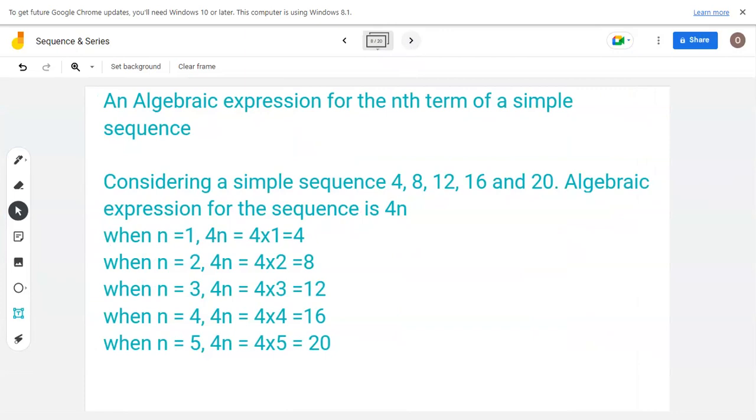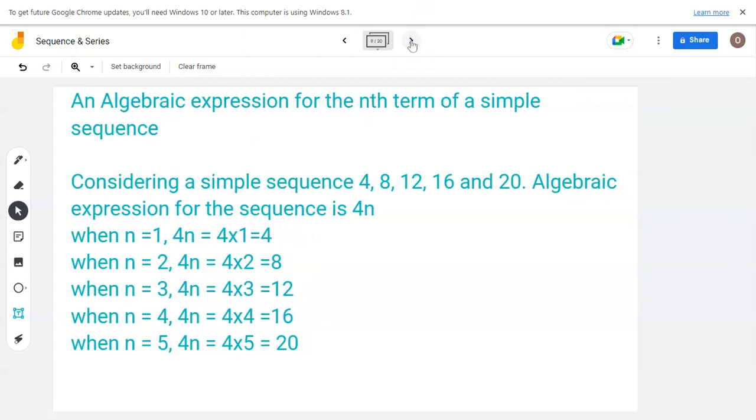Well, look at this now, an algebraic expression for the nth term of a simple sequence. Considering a simple sequence 4, 8, 12, 16, 20, the algebraic expression for the sequence is 4n. Let's consider it this way. When n is 1, 4n is 4 times 1, which is 4. When n is 2, 4 times 2 is 8. When n is 3, 4 times 3 is 12. When n is 4, 4 times 4 is 16. When n is 5, 4 times 5 equals 20.